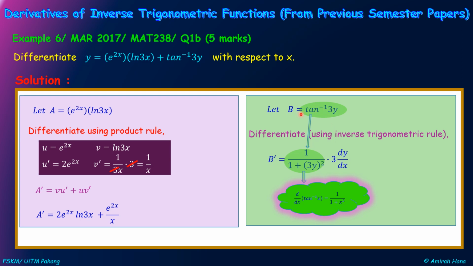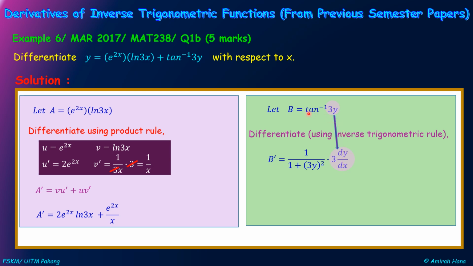Now we have inverse tangent 3y. So when we differentiate, we get 1 over, we just copy from here, and then 1 plus, we follow from here, and then x now we replace by 3y, and then we have squared here. But after that, we need to differentiate 3y. So when we differentiate 3y, we get 3 dy over dx.